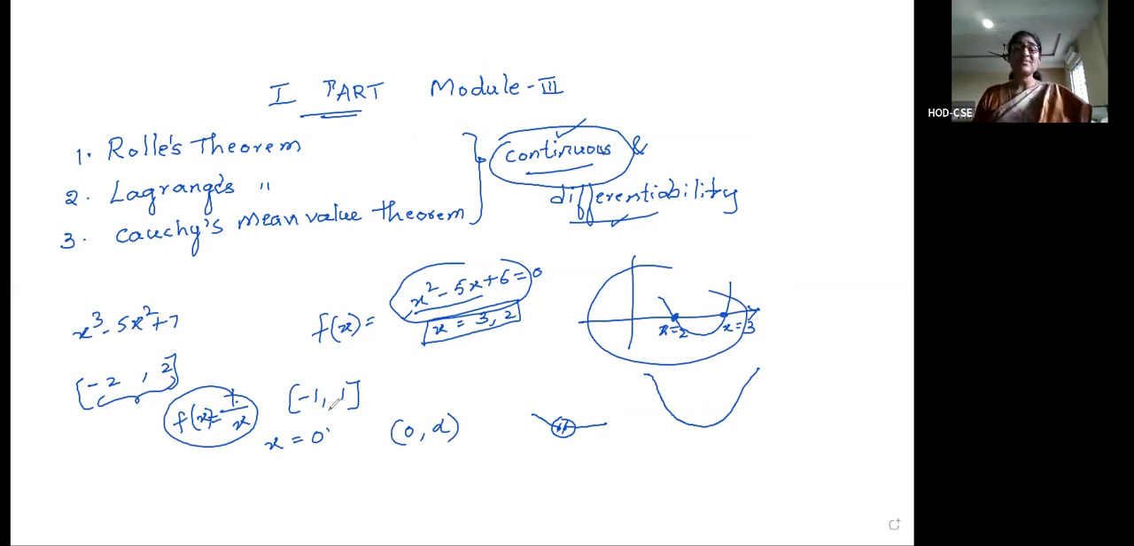And look, children, whenever you speak about this continuity, it is taken in the open interval. Open interval, what is it? Because the interval has a specified meaning in mean value theorems.